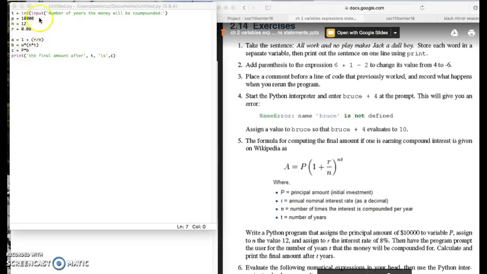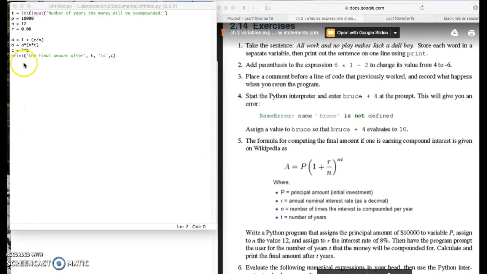So I set up these variables, and I set up these variables too. In the first one, A is 1 plus R over N, right here. Then B will be A to the power of N times T, so that'll be right here. And C will be P times B, so it will be the principal times all of this.